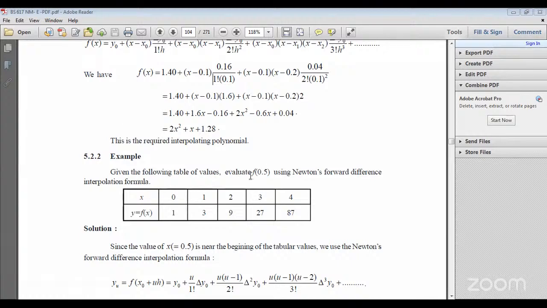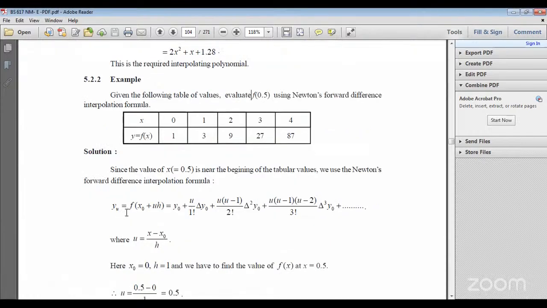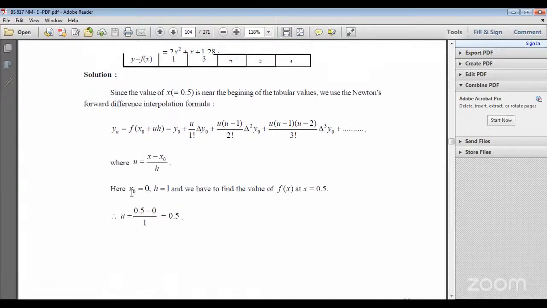See here, this example: x is 0, 1, 2, 3, 4 and y is 1, 3, 9, 27, 81. Since the value of x equal to 0.5 is at the beginning of the tabular values, we use Newton's forward difference interpolation formula here.